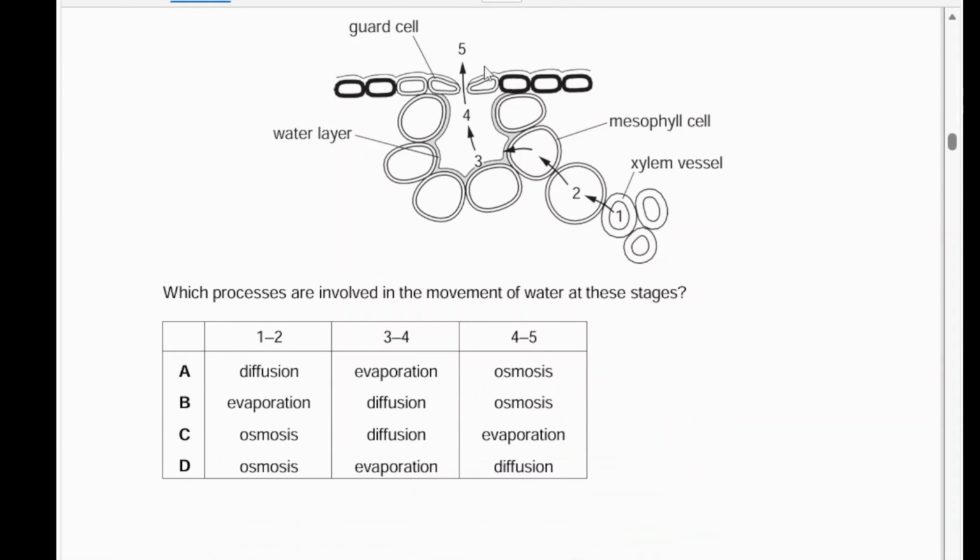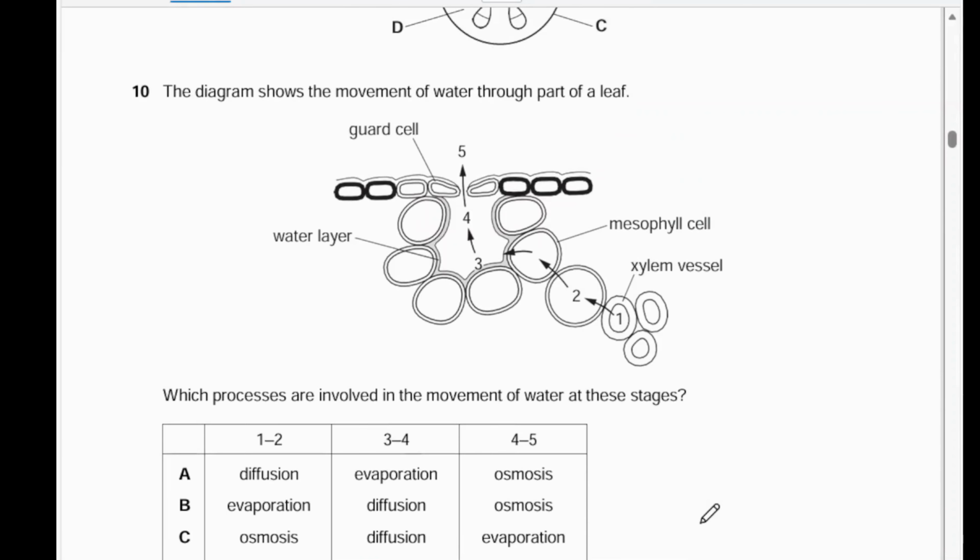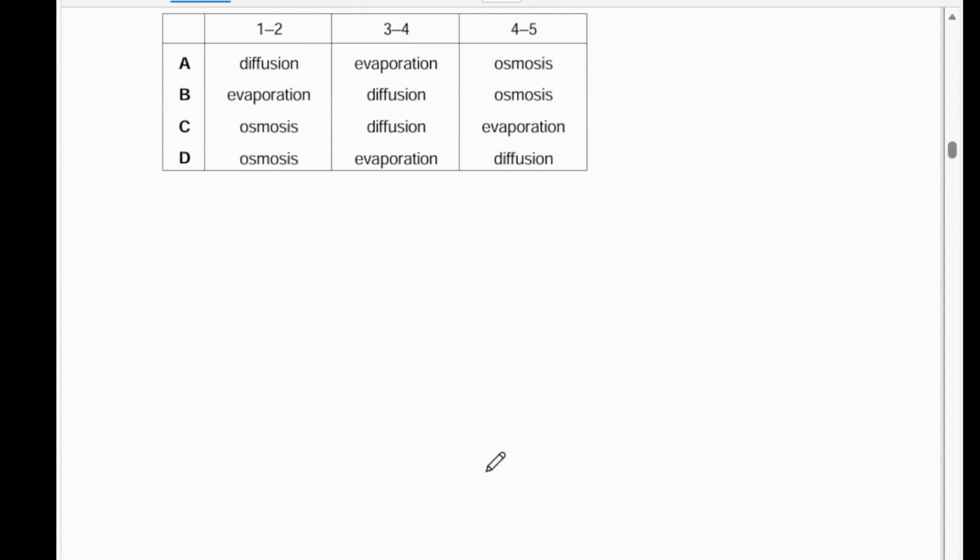So first of all, sorry, from the xylem vessel, water moves to the palisade cells, then to the air spaces, and then moves out. Okay, which movements take place? 1 till 2 is osmosis, correct. Then evaporation. And 4 till 5 is evaporation and diffusion. So the answer is D, correct.